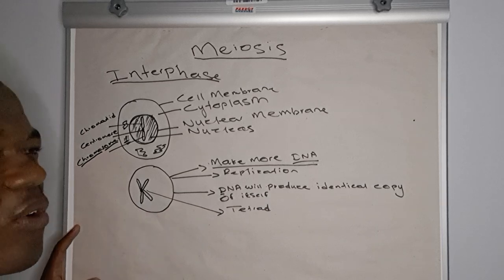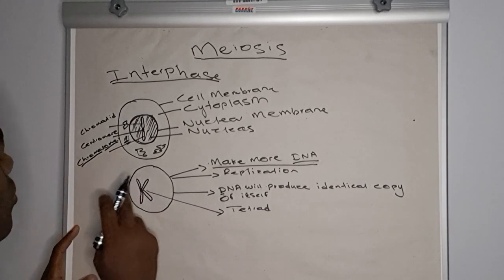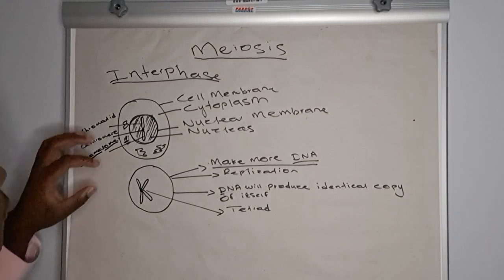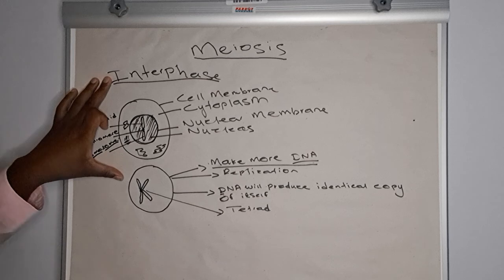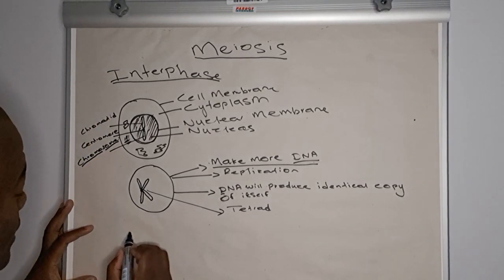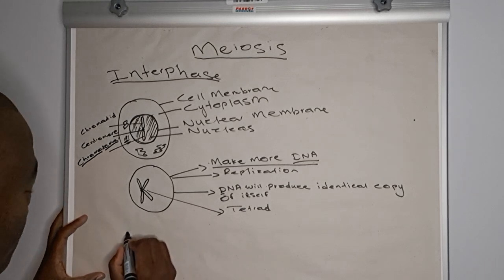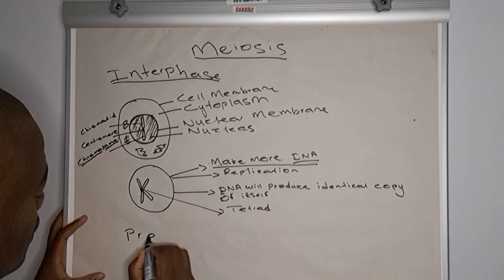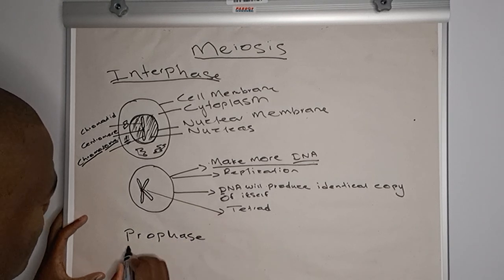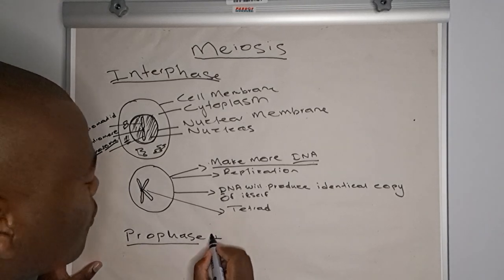A tetrad means 4. Sometimes these two, you can call them sister chromatids. Sometimes you can just call it chromatin. Doesn't matter really. So now we have finished our interphase. Let's go to our first step. Our first step will be, we know that we have prophase, but here it's quite important for us to write that it is prophase 1.